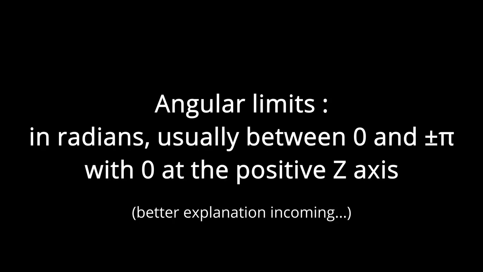When we look at the angular limits, the angle is in radians right now. So we have from 0 to, let's say, pi when it comes to half of a rotation. The 0 point, when we look at the rotation of the constraint, the 0 point of the angle is the positive end of the z-axis.